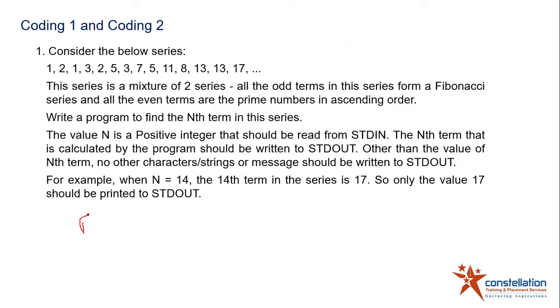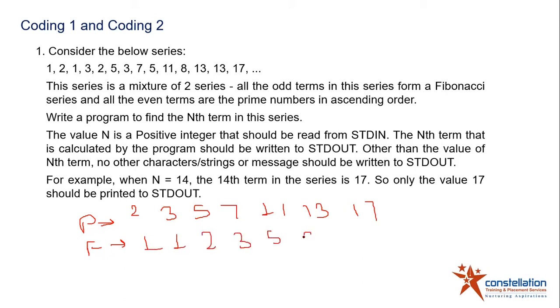We have the prime numbers and the Fibonacci. The prime numbers are 2, 3, 5, 7, 11, 13, and 17. The Fibonacci series is 1, 1, 2, 3, 5, 8, and 13. So these are the two, and combining them, we get our series. The first prime number that we have is second in the series.